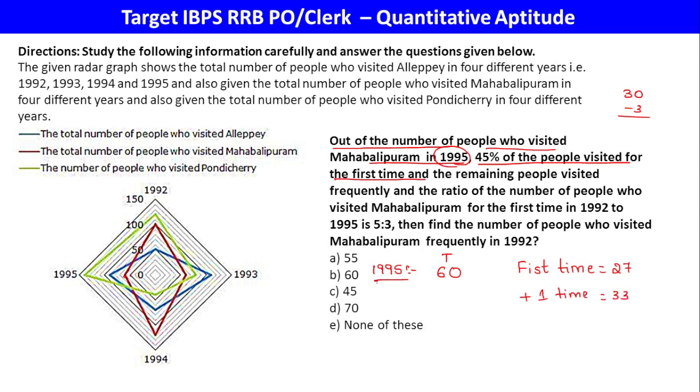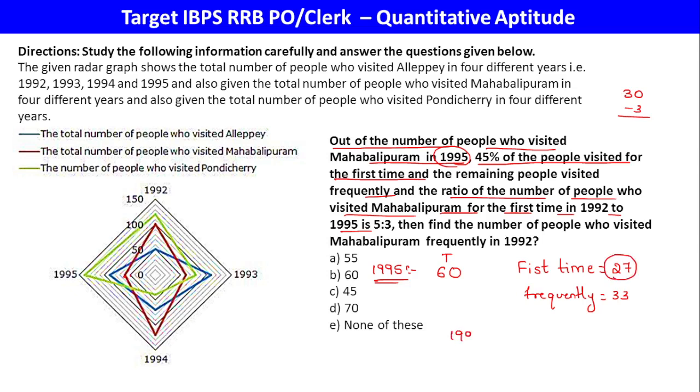Next, the 1995 information: visited frequently. So frequently, right, and the ratio of the number of people who visited Mahabalipuram for the first time in 1992 to 1995 is 5:3. Already 3 parts is 27.